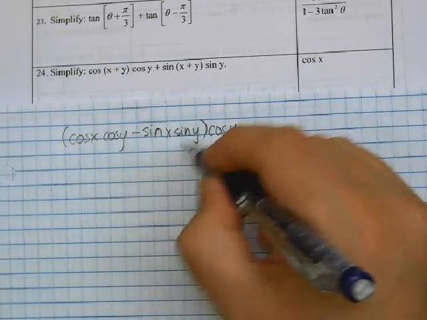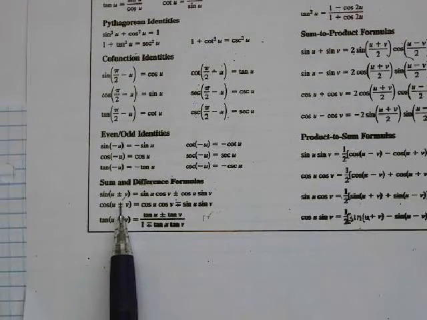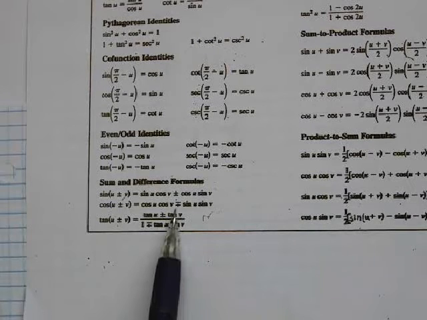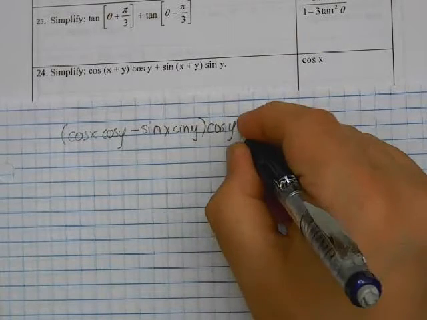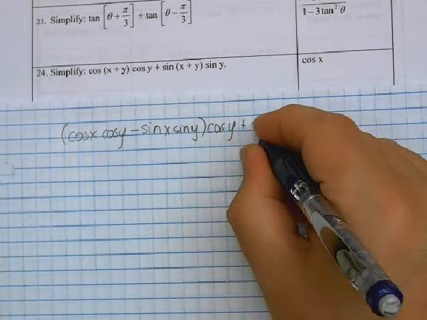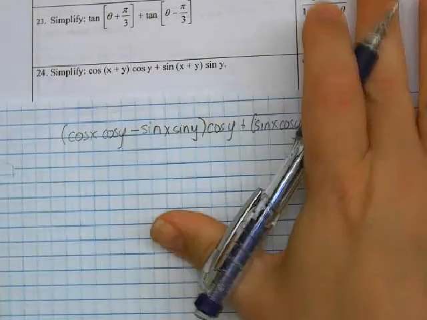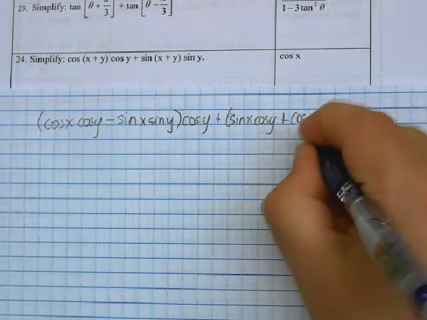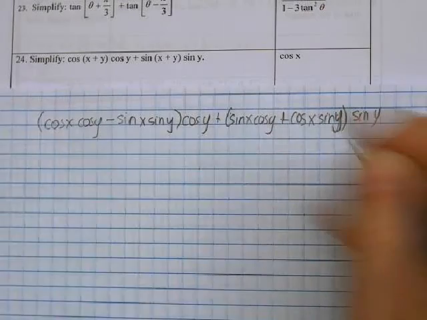So this I just used the formula. Notice for cosine, if I use cosine plus, or u plus v, over here the top symbol is minus. So I need to use cosine u cosine v minus sine u sine v. And for sine, we get sine x cosine y plus cosine x sine y, all times sine y.